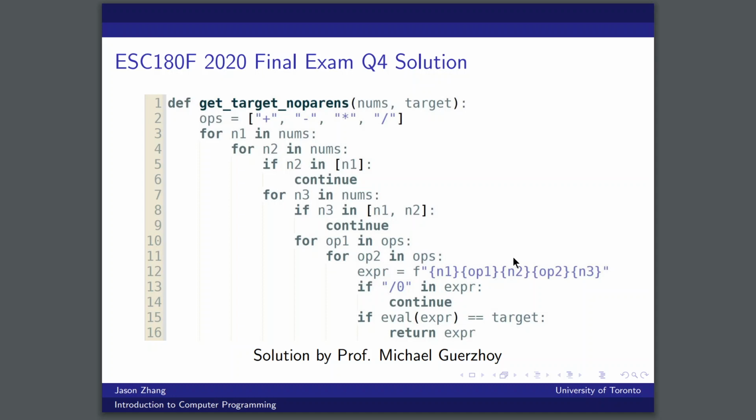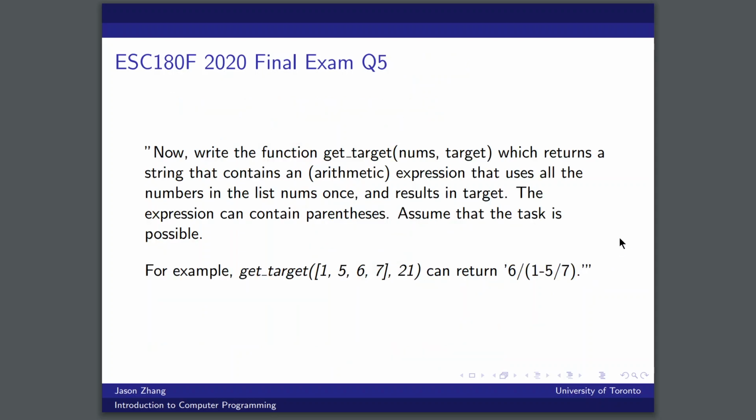Anyways, once we have created our expression, we should use the Python eval function, and if it's equal to the target, we should return it. If not, we should continue through this loop. And again, we're assuming that this task is possible, which is why we don't have another exit condition. So that was relatively simple.